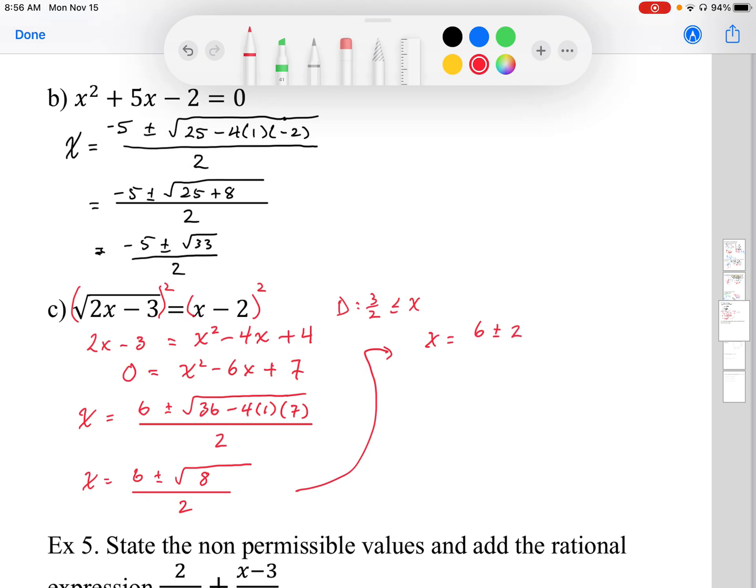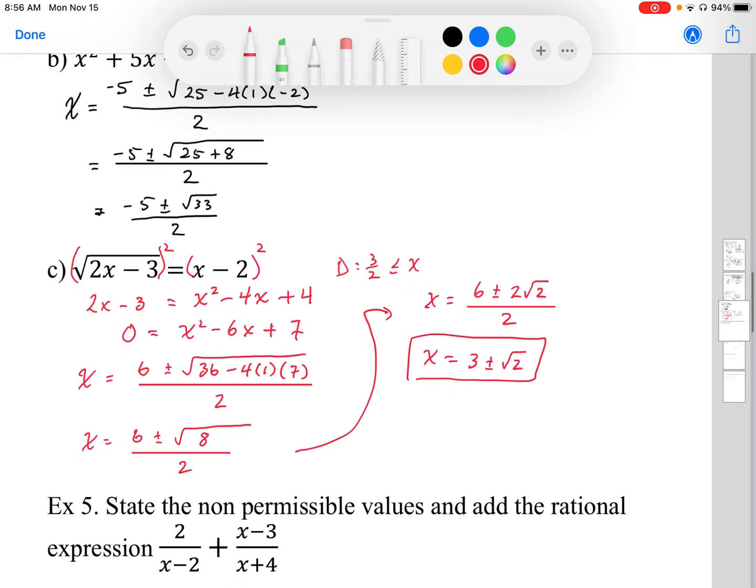We can simplify this to 6 plus or minus root 8, which becomes 2 root 2. We factor the perfect square 4 out, which becomes 2 on the outside. We end up with this expression, and that fraction can be simplified by a factor of 2. So we get 3 plus or minus the square root of 2, and there is our solution. Now, because it's a root, we should really check to see if this works.